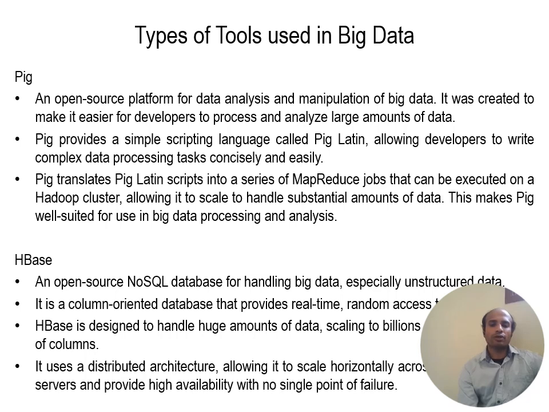So HBase is an open source database that we work with for unstructured data. It is a column-oriented database that provides real-time random access. HBase is designed to handle huge amounts of data, scaling to billions of rows and columns. It uses a distributed architecture, allowing it to scale horizontally across many servers and provide high availability with no single point of failure. That is the key aspect.